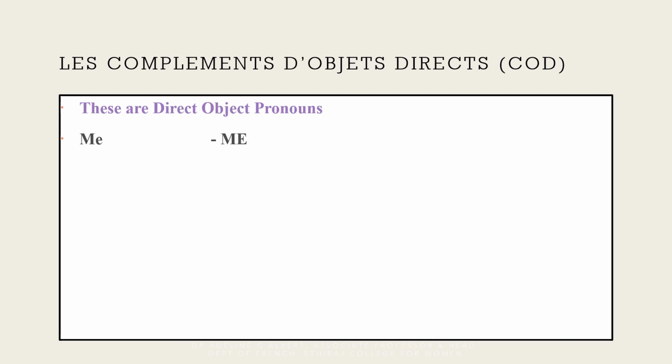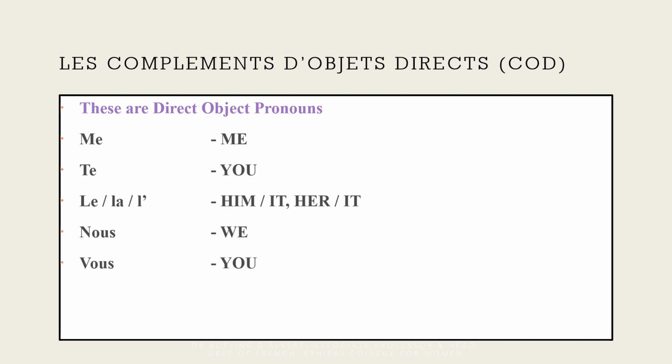Now, these are the pronouns. You have me, which means me. Te, which means you. Le, la, et l'apostrophe. Le meaning it or him. La meaning it or her. And l'apostrophe if it comes in front of a word starting with a vowel. Nous means we. Vous means you plural. And les means them.